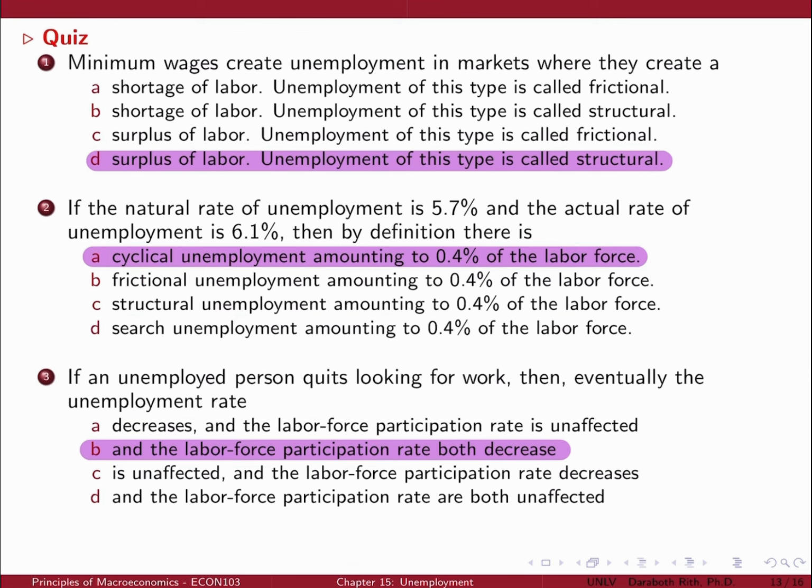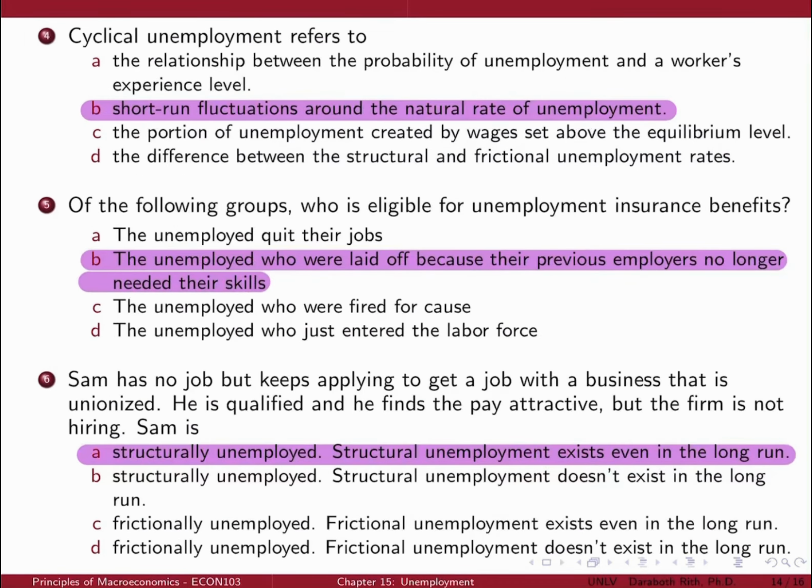The labor force participation rate also falls because of the fall in the labor force. So the answer is B. The unemployment rate and the labor force participation rate both decrease. Question number 4. Cyclical unemployment refers to what? Cyclical unemployment refers to the fluctuations in the unemployment rate that occur due to changes in the business cycle.